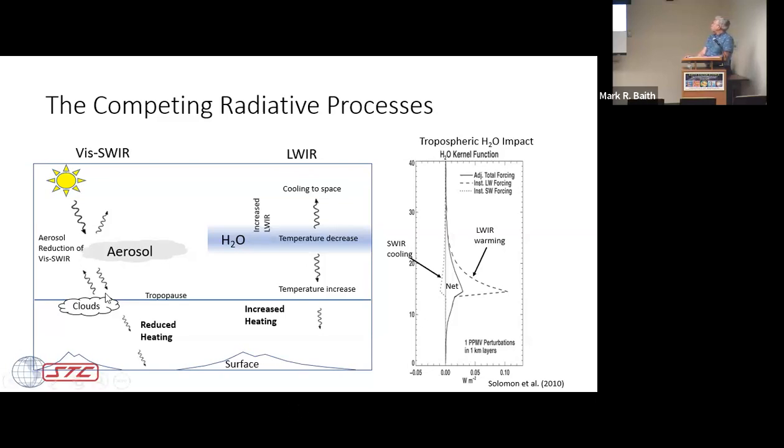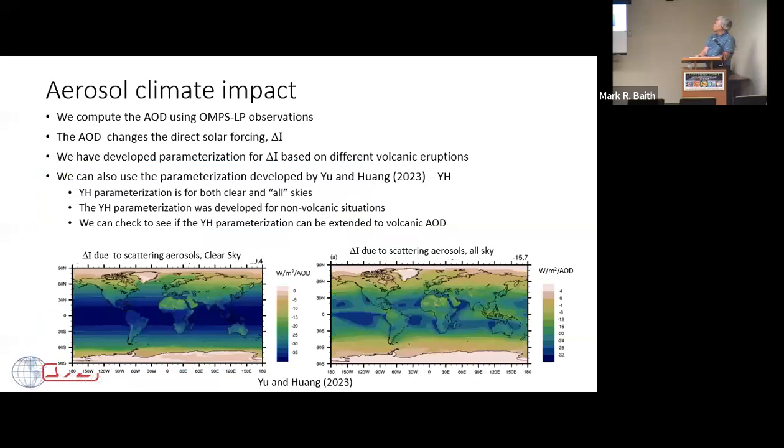So in the long wave infrared, you have the temperature, water vapor layer, you have cooling to space, you have a little bit of a temperature decrease, you have a temperature increase down below where there's the cold tropopause, and you have IR flux convergence, and then you have the increased heating in the troposphere. This is, again, Susan Solomon's kernel function for water vapor only. This dotted line is the shortwave part, and the long wave part is this dashed line here, and then they use dynamical corrections to get the net here, and this is in watts per square meter.